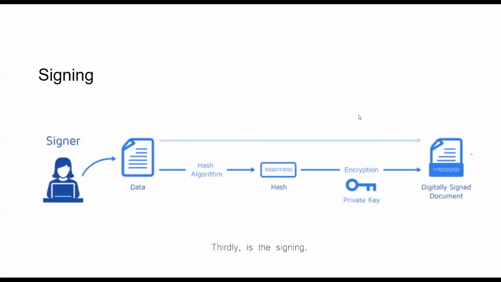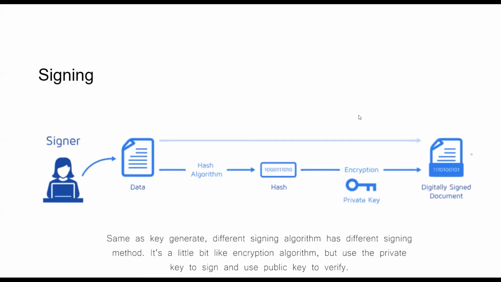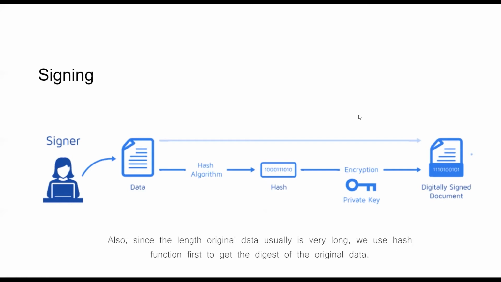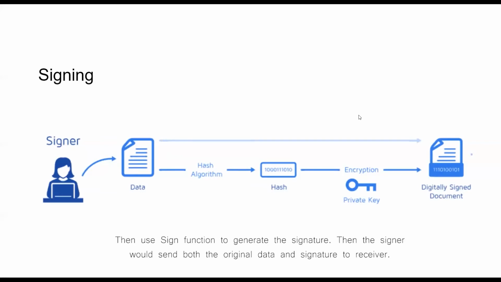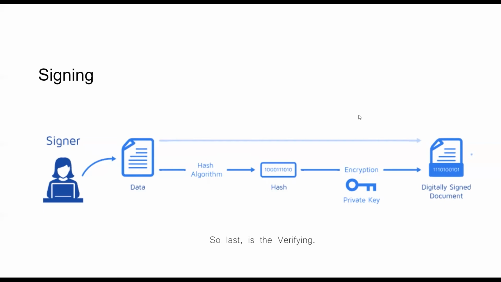Thirdly is signing. Same as key generation, different signing algorithms have different signing methods. It's a little like an encryption algorithm, but it uses the private key to sign and the public key to verify. Also, since the original data is usually very long, we use a hash function first to get the digest of the original data. Then we use the signing function to generate the signature. Then the sender sends both the original data and the signature to the receiver.